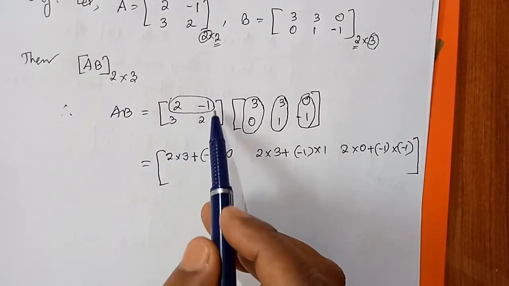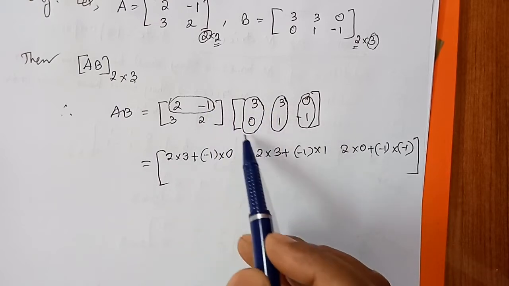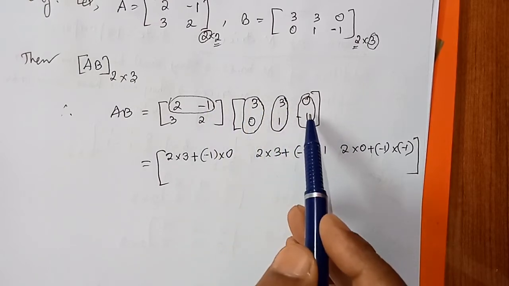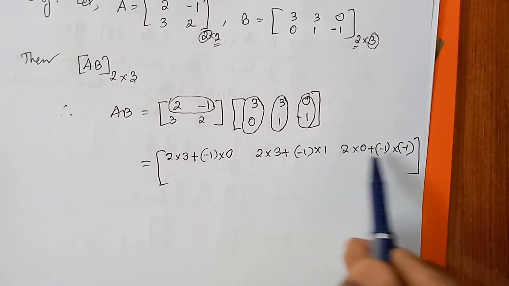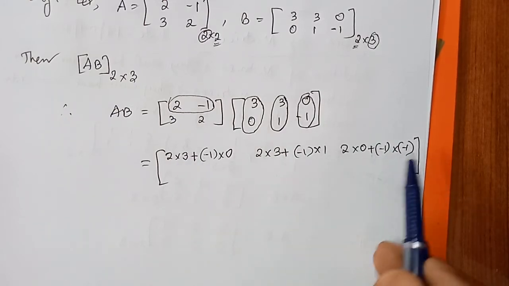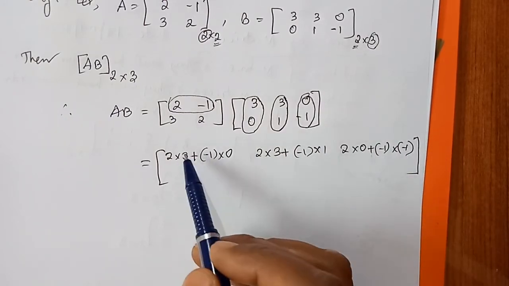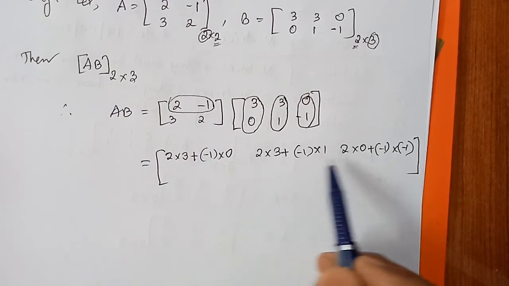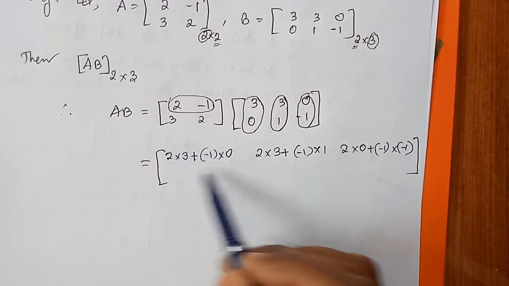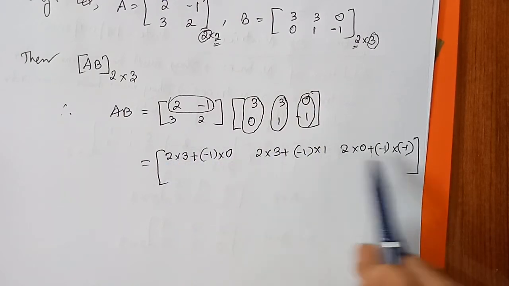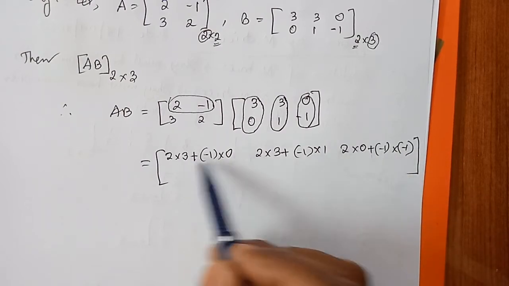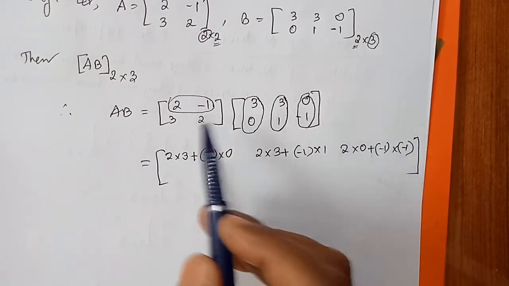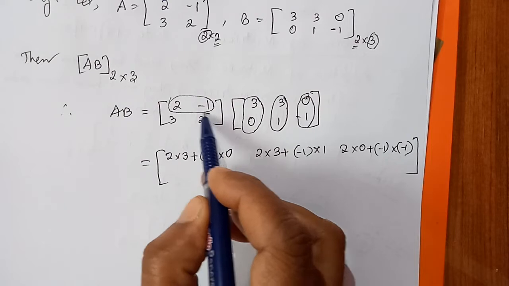So with the first row elements, I have multiplied each and every column of the second matrix, and those will give you the 3 elements of the first row. So in that way you have got the 3 elements of the first row. From here you will get one number, from here you will get one number, here you will get one number. So we are getting the first row, all the 3 elements. Now go to the second row.